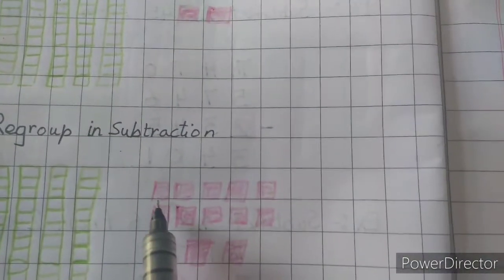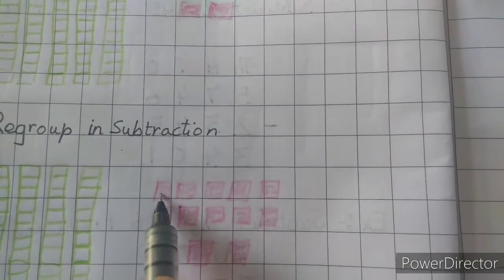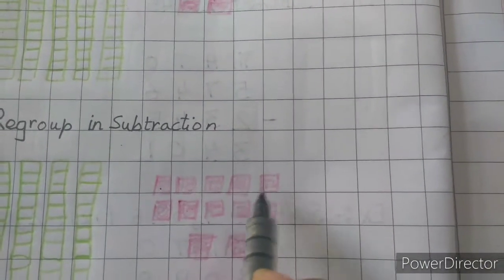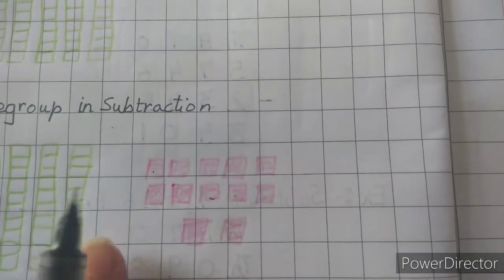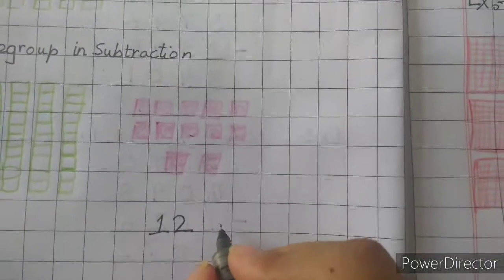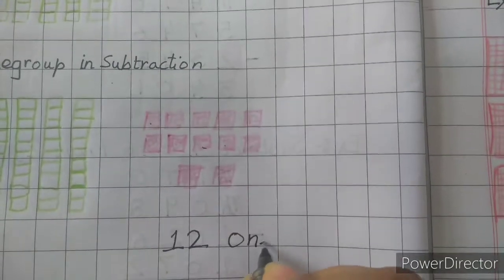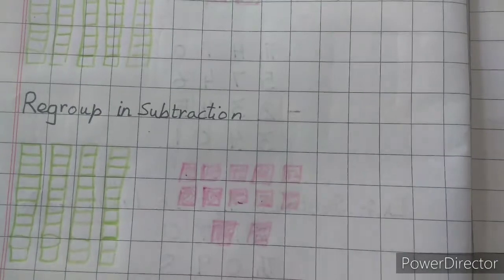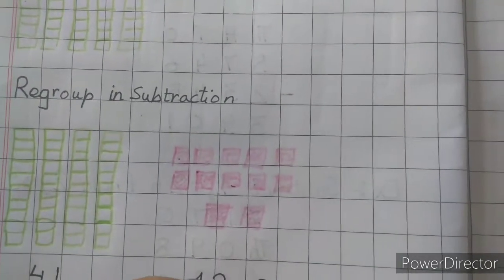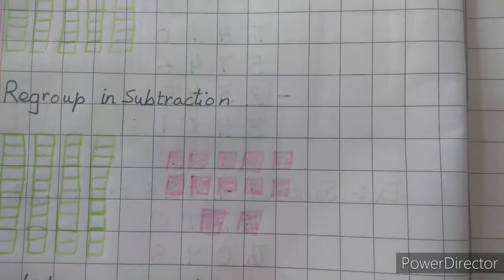Now, how many ones does it become? 1, 2, 3, 4, 5, 6, 7, 8, 9, 10. Because 1 ten is equal to 10 ones, and 2 ones were already there. So what will we write here? 12 ones. And how many tens are left here? 4 tens.